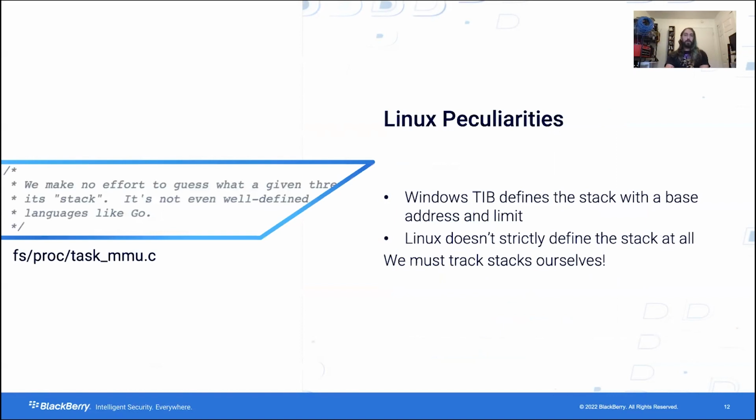But there's some issues here. On Windows, this is easy because the thread information block gives you this information, and you can just look at the stack base and stack limit fields to determine where the stack is. But Linux doesn't really closely track the stack quite like that, and doesn't even really have a well-defined notion of where a userland program stack is supposed to be. So we have to do some homework.